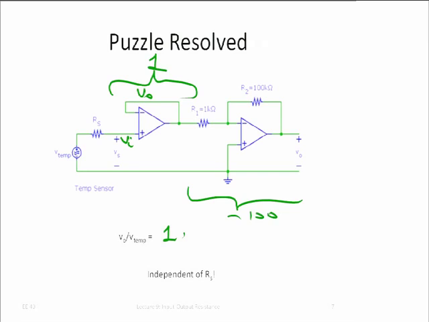You can change RS as much as you want, as long as you don't make it really, really large, like an open circuit or something like that. Then it really just doesn't matter what RS is.